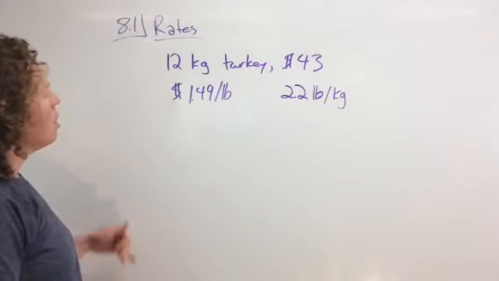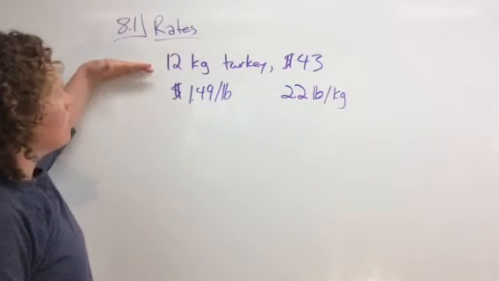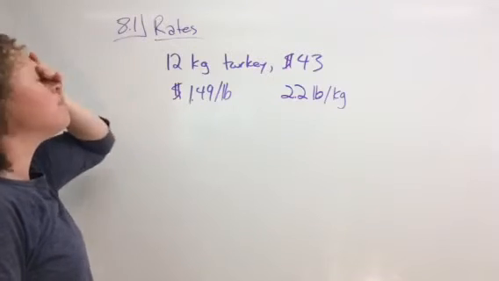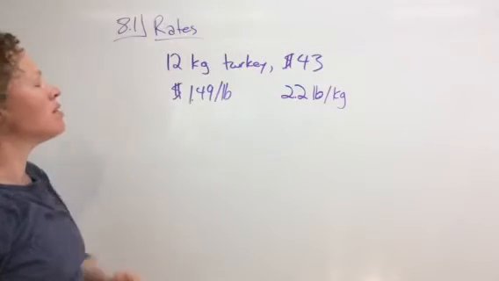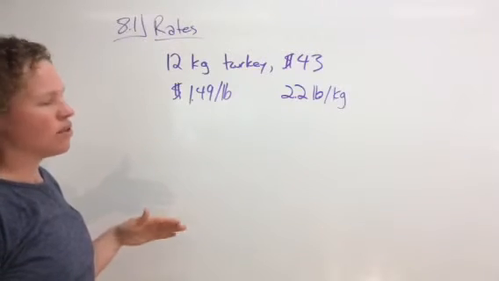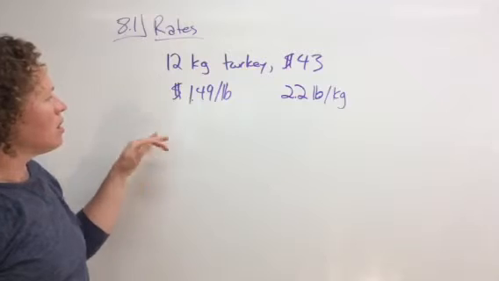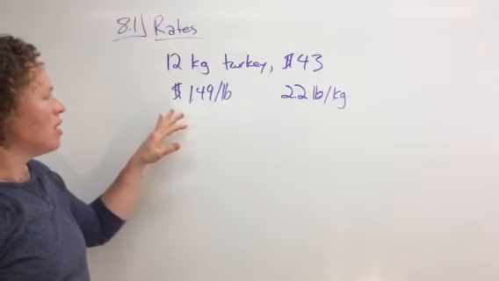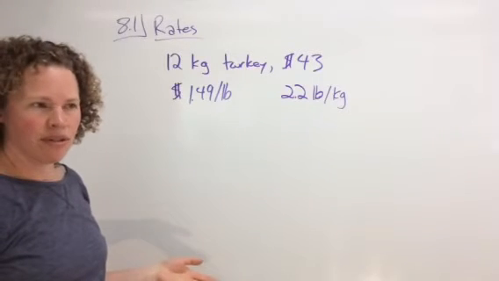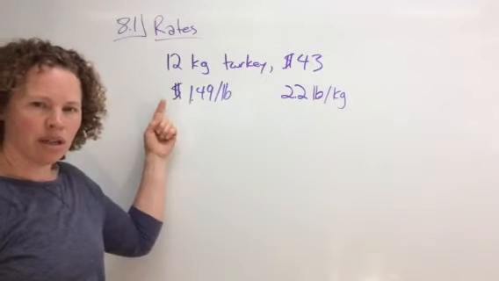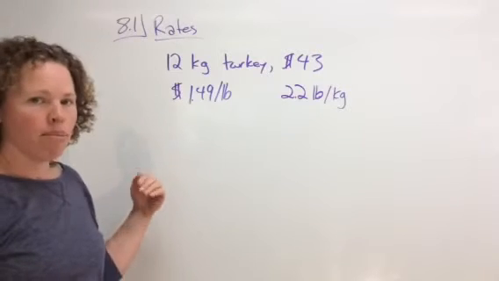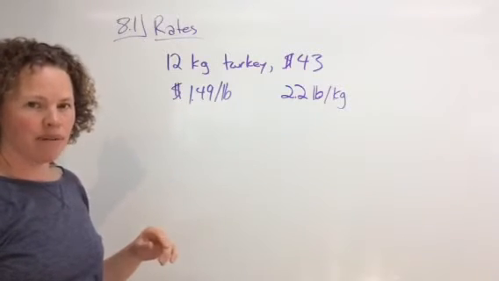Now this question says that there's a 12 kilogram turkey from the local butcher for 43 bucks. Man, food is just so expensive. So I got a 12 kilogram turkey, it cost me $43 for the whole thing. And then there's a supermarket ad that says that they're selling turkeys for $1.49 a pound. First warning flag is pounds, kilograms. That's not gonna help. So we're gonna have to do a conversion between pounds and kilograms at some point here.